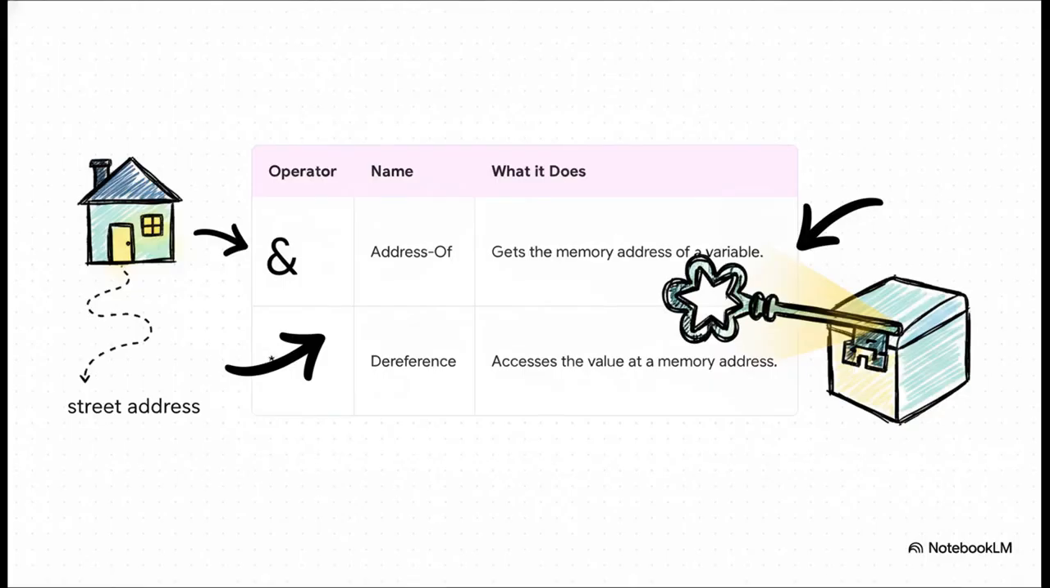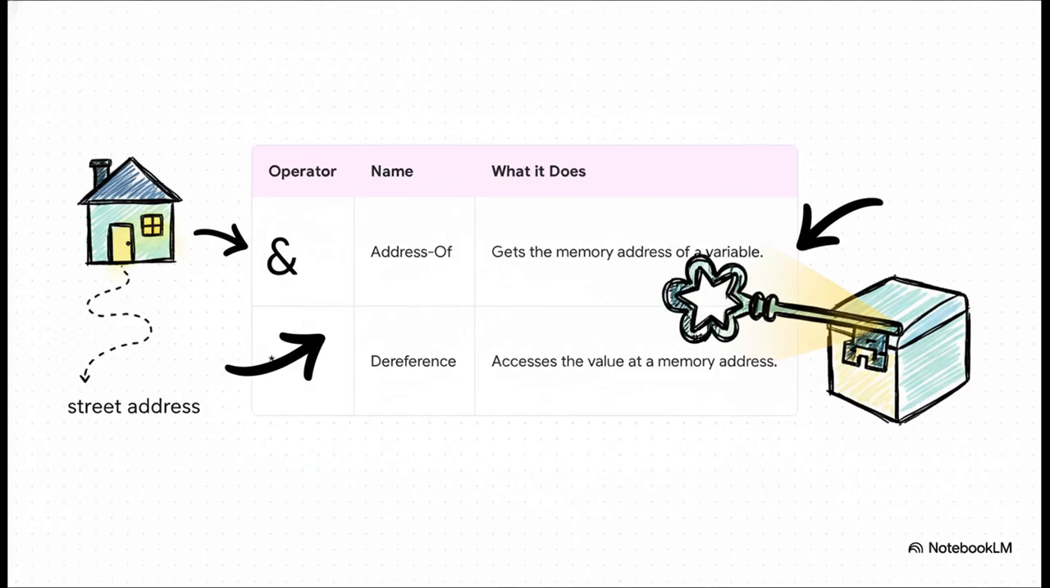Now, to make this magic work, we need two special operators that are like a dynamic duo. First, you have the ampersand. Think of that as the get address button. You put it in front of a variable and it tells you its exact location in memory. Then you have the asterisk, the star. That's your key. It takes that address and says, okay, I'm going to unlock this location and access whatever is stored inside.